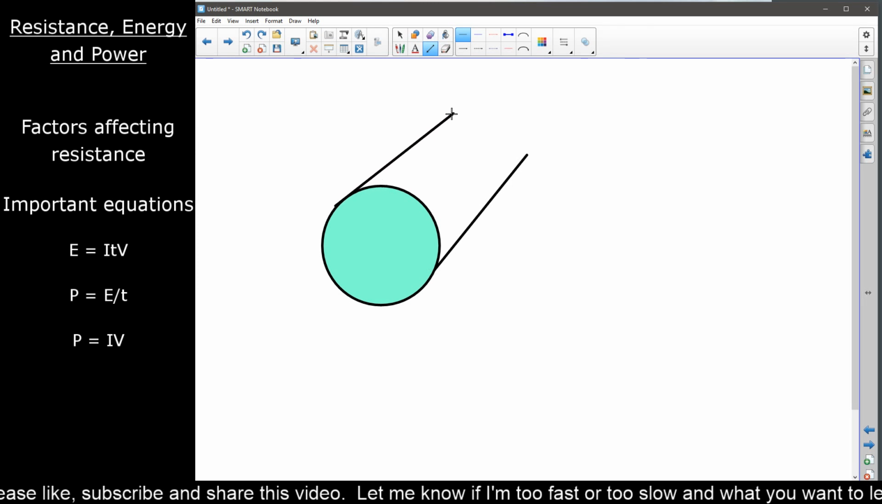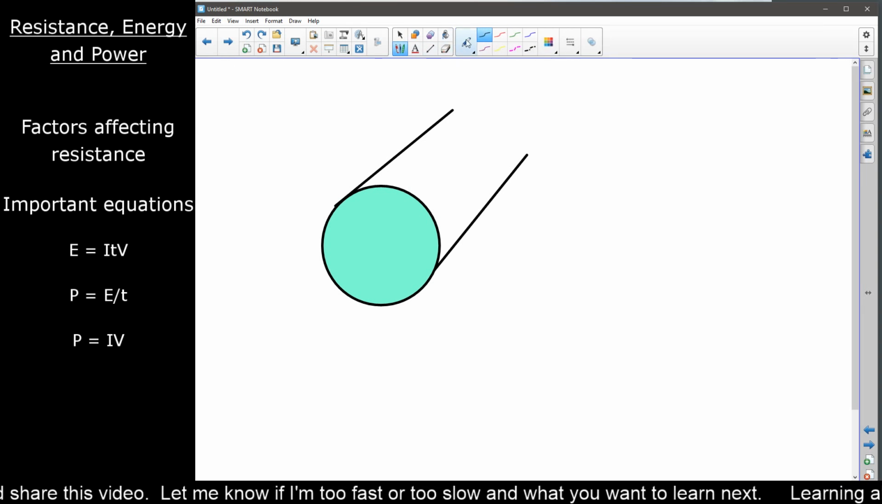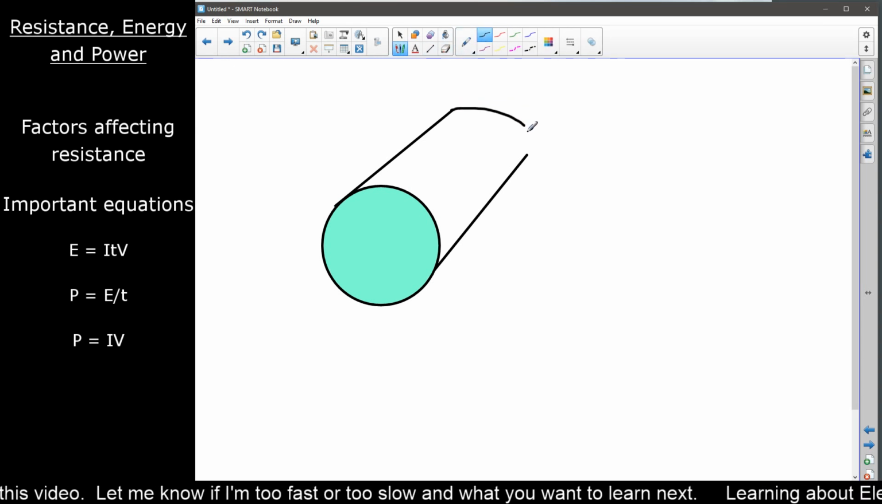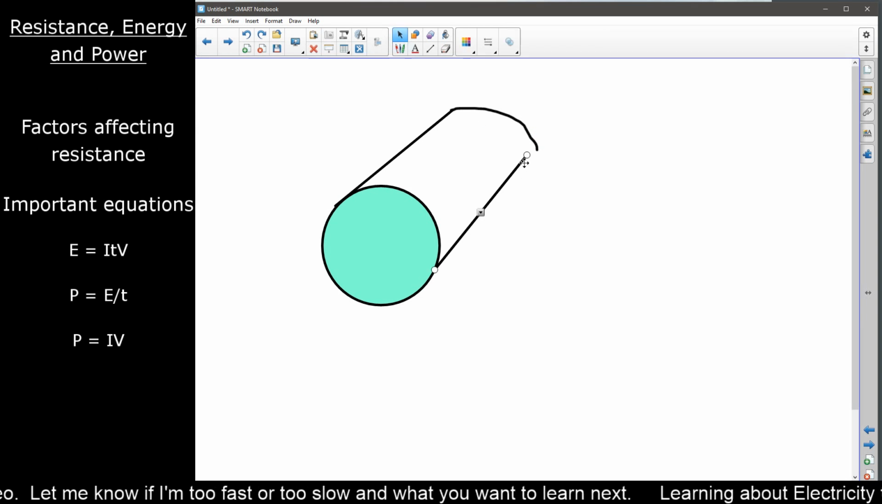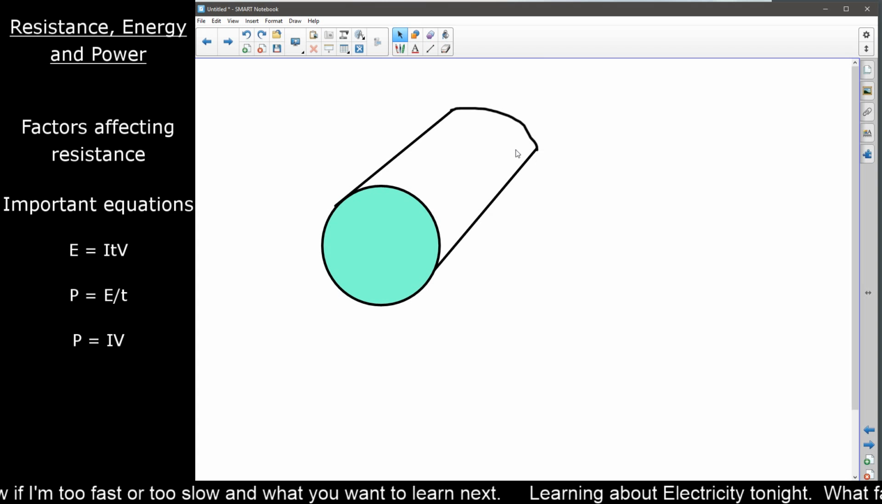Right, there we go. That sort of looks like a wire. Ideally, I would like a curve, but let's just draw that and save ourselves some time. Okay, that's awful, but it'll do. I hope you understand what we're doing here. We're looking along this wire.